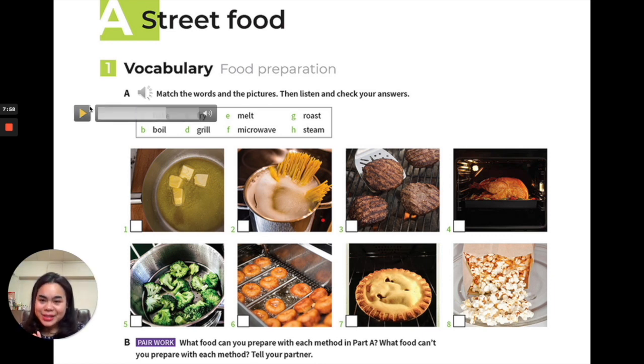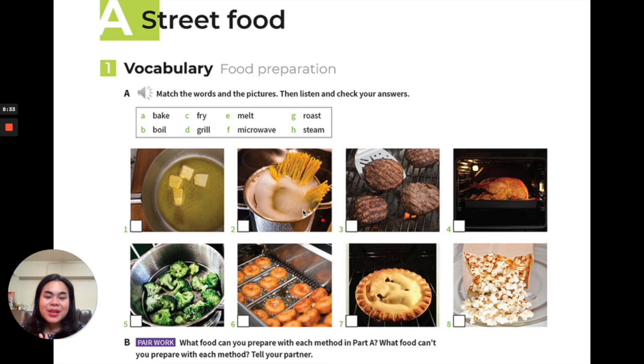What about number 6? 6, C. Fry. Of course, this is my favorite food also. This is called donuts, right? But to make delicious donuts, you need to fry the donuts. So if you need to cook something in oil, not just sauté it in a pan, but you need to deep fry something, well, that's what we call fry, ทอด in Thai.